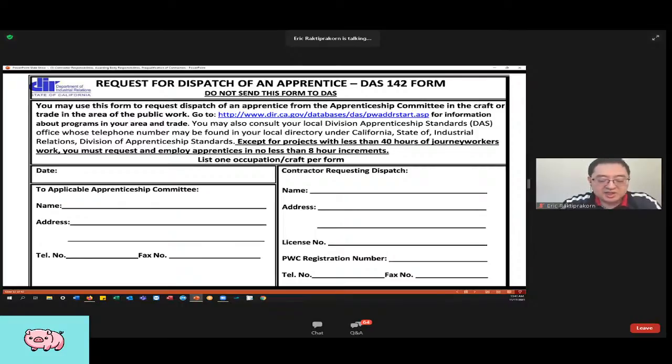Keep in mind that any notation on the DS-142 form that establishes intent for compliance without hiring apprentices may render the submission invalid. What's important from the perspective of enforcement is that contractors employ apprentices on their projects or at least meet their due diligence by attempting to request registered apprentices. And you can meet your obligation of due diligence by submitting the DS-140 and 142 timely to all applicable programs within the geographic area of your project site.